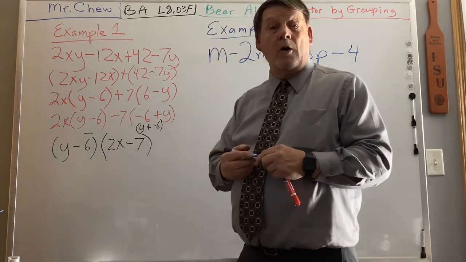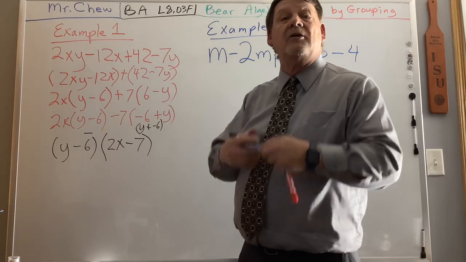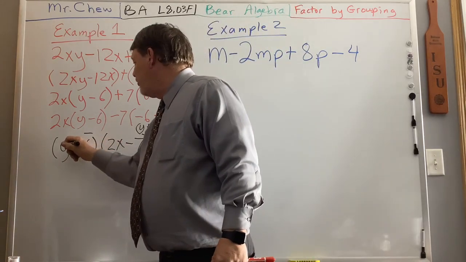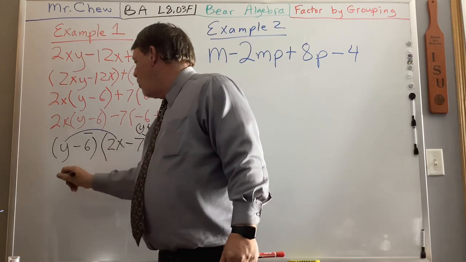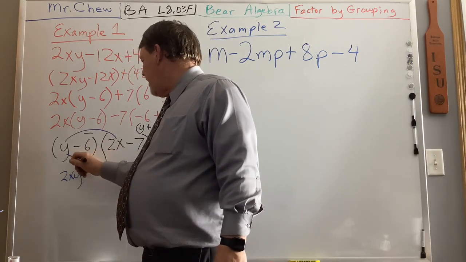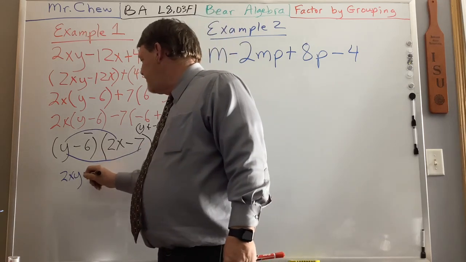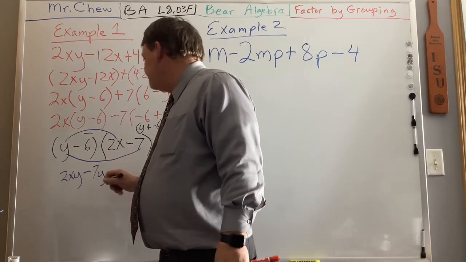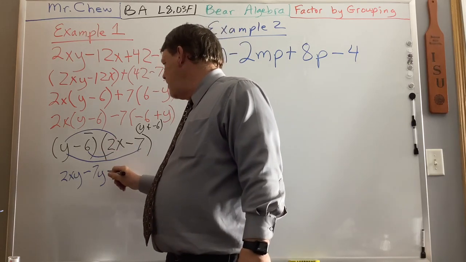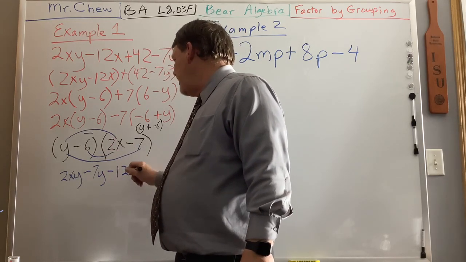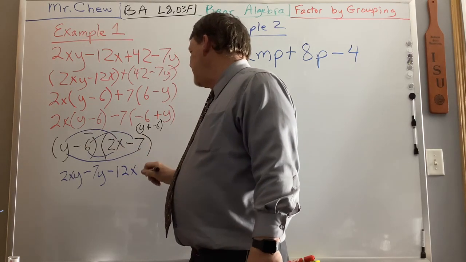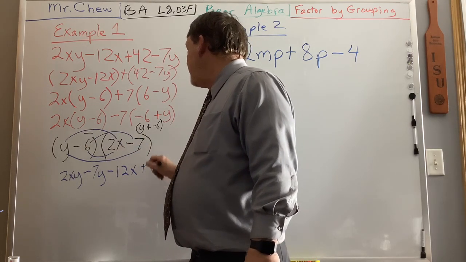And you can always search my website to look for FOIL videos. First, y times 2x is 2xy. Outer, y times negative 7 is negative 7y. Inner, negative 6 times 2x is minus 12x, or negative 12x. And then last, negative 6 times negative 7 is 42.